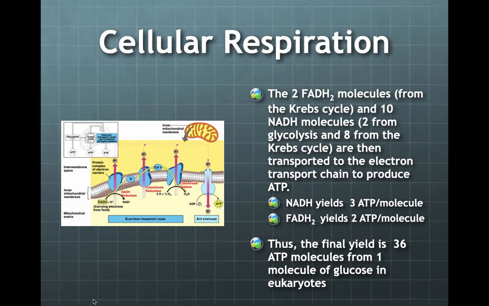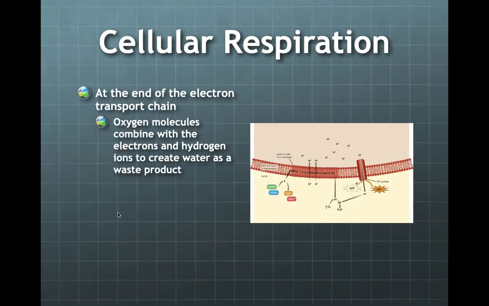The other thing is mitochondrial matrix. That is where my Krebs cycle occurs. Okay? My inner mitochondrial membrane is where my electron transport chain is going to occur, between the inner membrane space and the mitochondrial matrix. At the end of the electron transport chain, oxygen molecules are going to combine with the electrons of hydrogen ions to create water as a waste product. In this case, to remove my hydrogens to keep my concentration gradient. So this keeps going with my ATP synthase pump to make ATP.